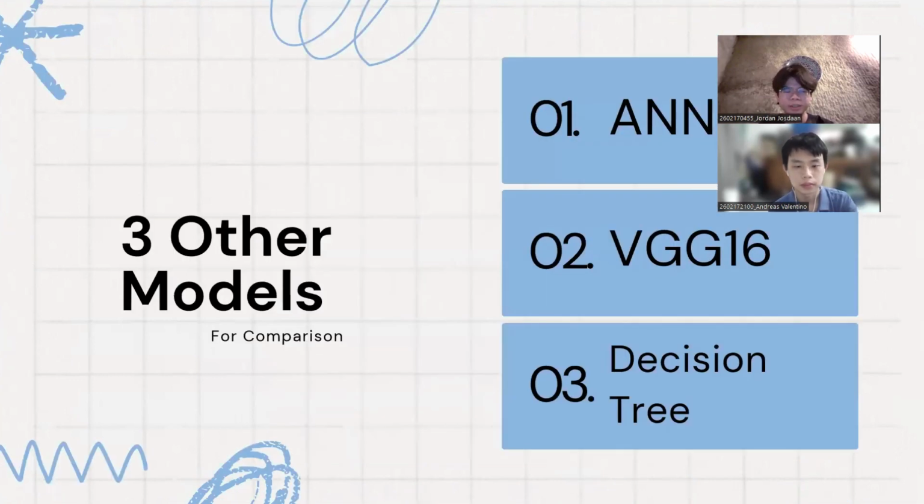Now, for the other three models to compare the performance, first is artificial neural networks or ANN, which uses a neural network. Next is VGG16, which is similar to Inception V3, which is a CNN specifically designed for image classification. And lastly, decision trees are non-parametric models that construct tree-like structures based on feature values.